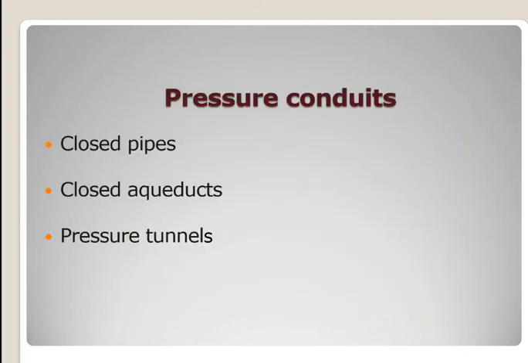Now coming to the pressure conduits. So pressure conduits are those conduits in which the water will flow under hydraulic pressure, and they normally include the pipelines, the pipes, and also the closed aqueducts, and also the pressure tunnels which I just mentioned. And the pressure conduit may be constructed at any elevation below the hydraulic gradient, and even for a short distance it can be constructed as a siphon above the hydraulic gradient.